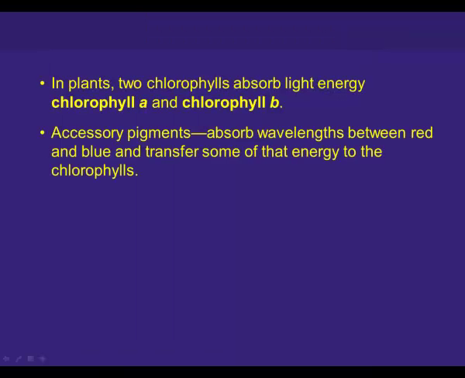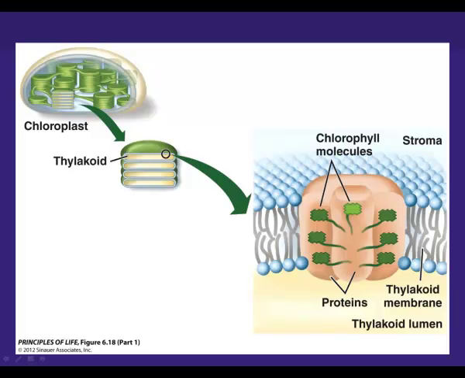These pigments are referred to as accessory pigments, and they basically absorb some of the wavelengths between the red and the blue and then end up transferring some of that energy to the chlorophylls. So the primary pigments that absorb light in plants are chlorophyll A and chlorophyll B, but they are helped out by some accessory pigments, as I just mentioned. The pigments themselves are actually buried down in those stacks of flattened sacs called the thylakoid membranes. The pigments are actually lipids, so they exist well inside the hydrophobic environment of the cell membrane.